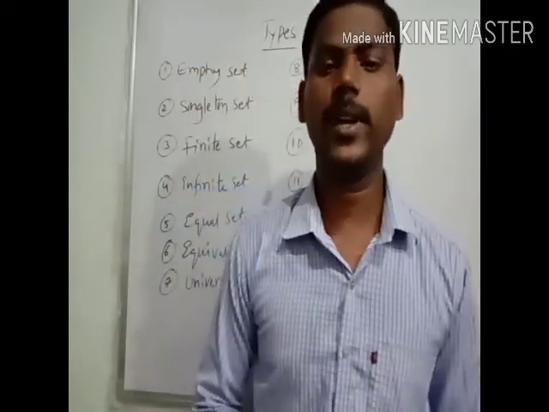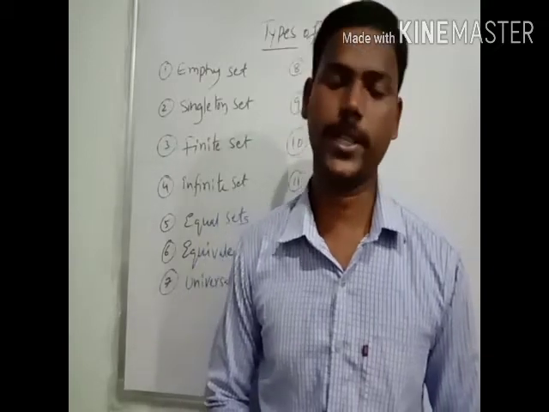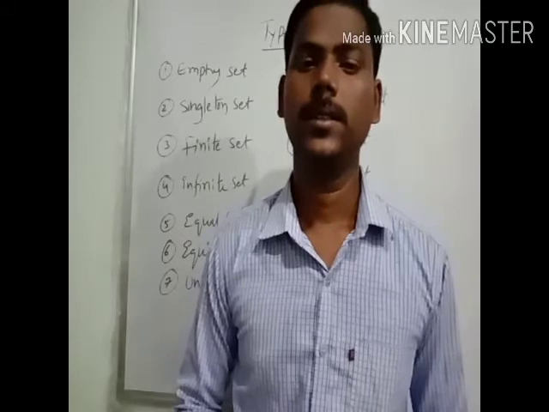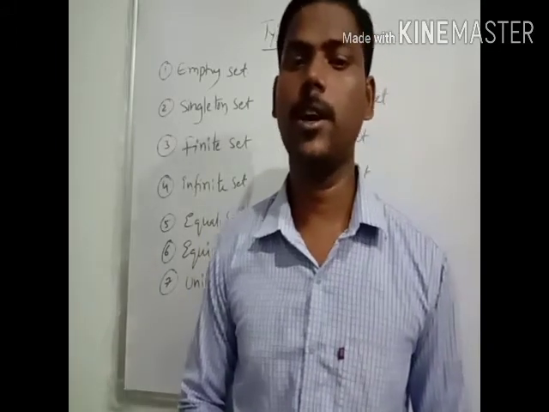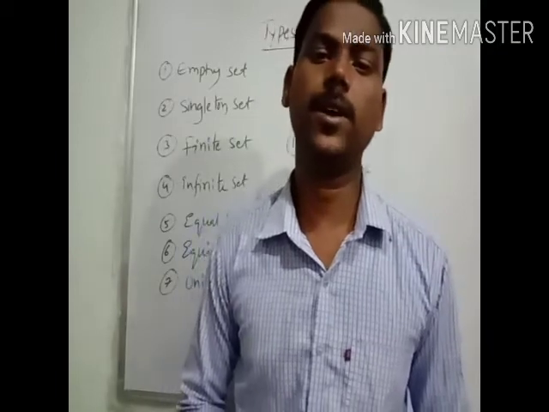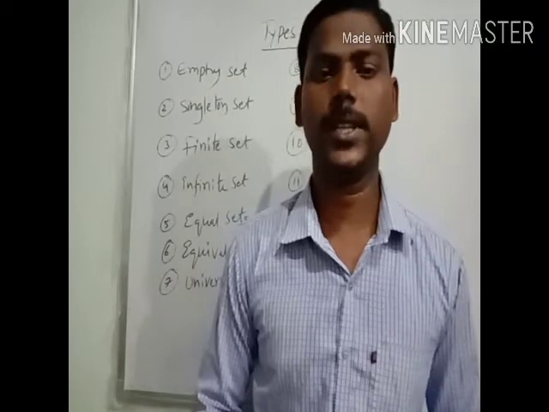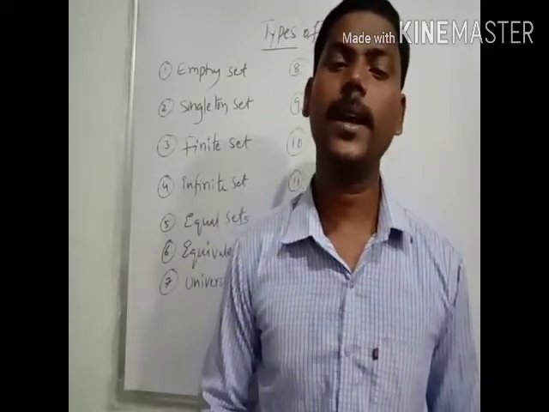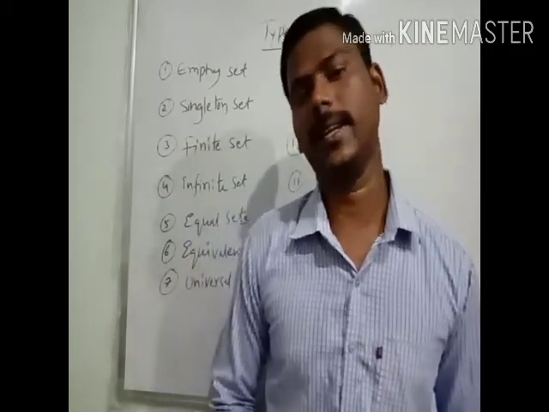Next, what did we learn in the previous class? Cardinal number of a set. What is a cardinal number of a set, children? The number of elements or objects in a set is called the cardinal number of the set. The cardinal number of a set A is denoted by n(A), where n stands for the number of elements in set A.